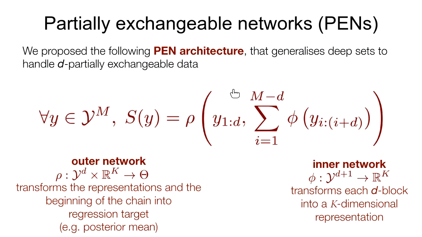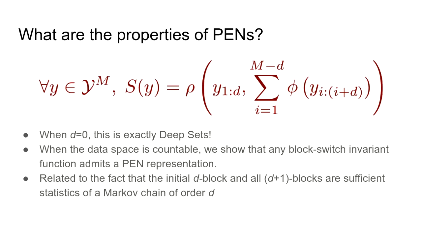All right. And then we have another network that will take this sum representation as input, together with the beginning of the chain. So the two differences with deep sets are that with deep sets we have only single summands and not blocks, and we don't use the beginning of the chain. And what's quite nice is that if we take d equal to zero, so if we have a Markov chain of order zero, which means IID data, then this exactly reduces to deep sets. So this architecture is a strict generalization of deep sets.